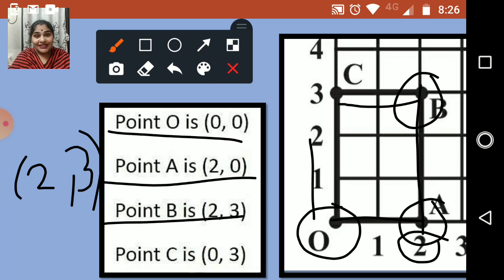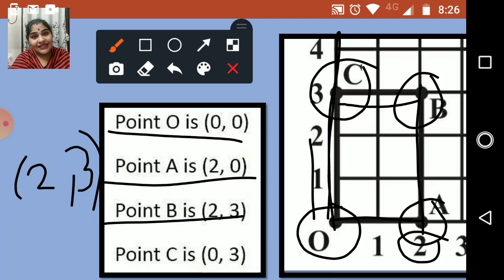So next one is C, that is the last one, children. Okay, so now if you see here, it is lying on the y-axis. When the point is lying on y-axis, the coordinate of x will be 0. And when any point is lying on x-axis, the coordinate of y will be 0, children. So keep it in mind, these 2 points are very, very important to note down.